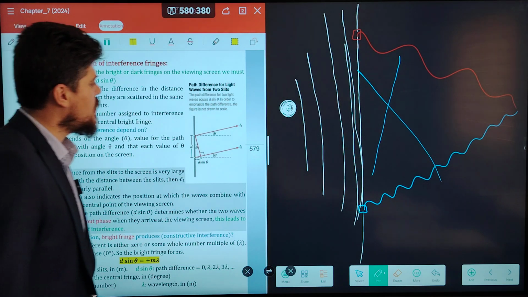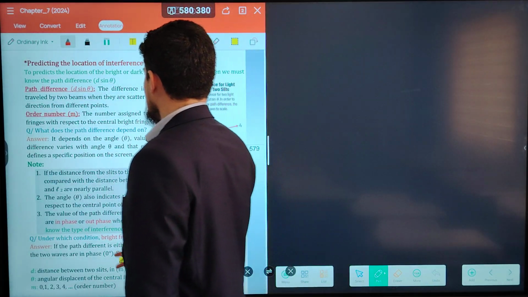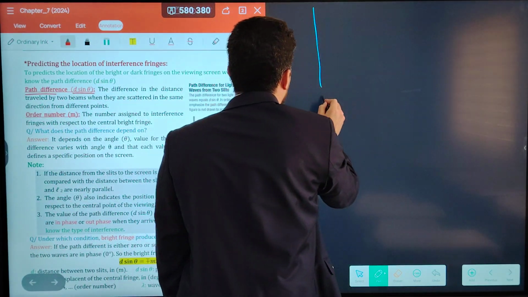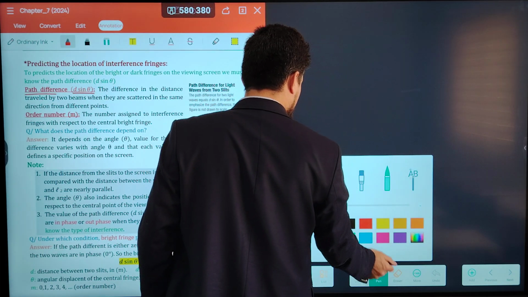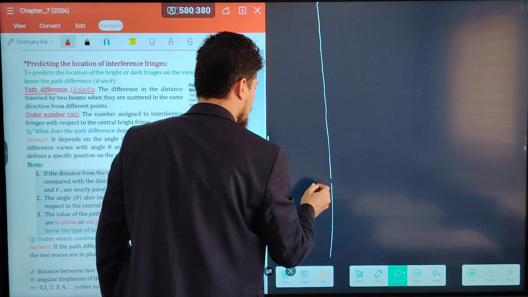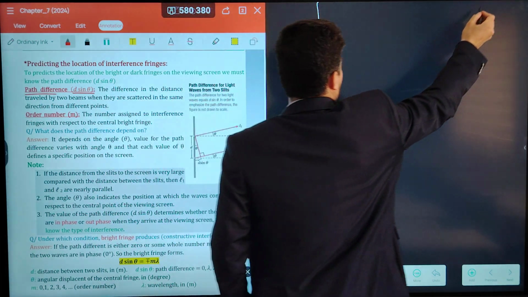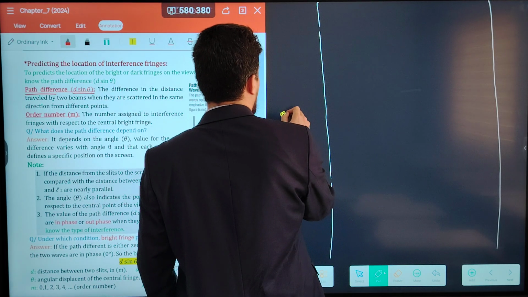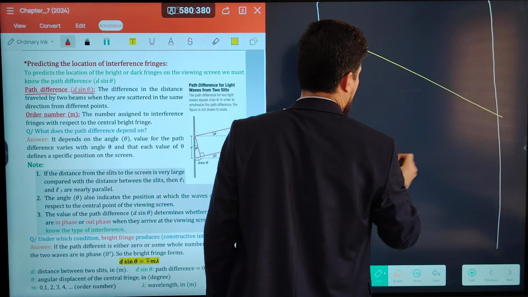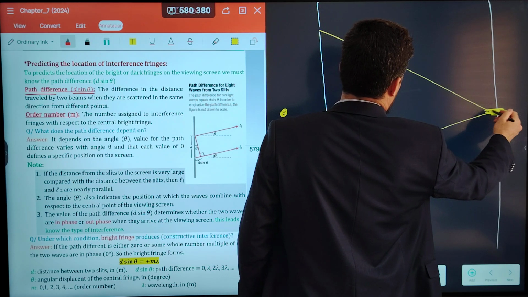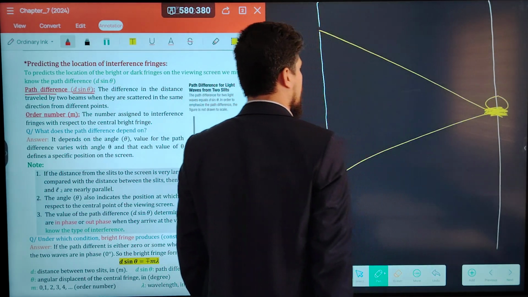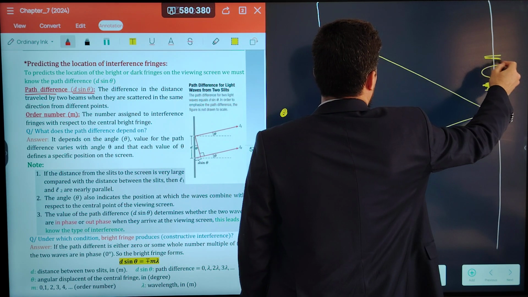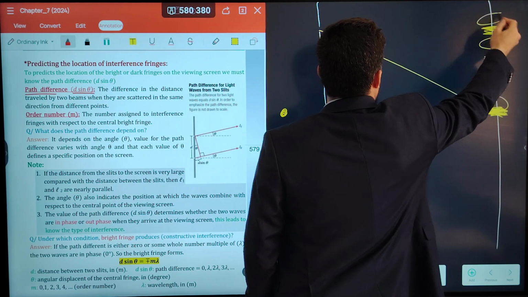Predicting the location of the interference fringes. As you know, we have path difference, d sine theta. This is the two slits. Assume that this is green and the source is yellow, for example. The central becomes yellow, but here it becomes dark. Also yellow, bright fringe, dark, bright fringe, dark, and so on.